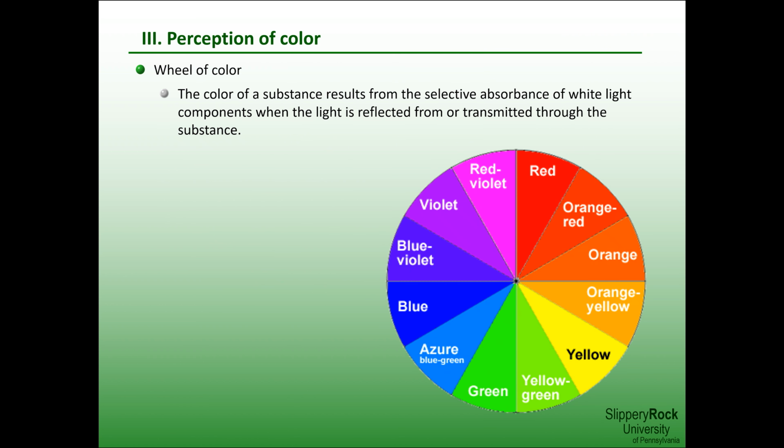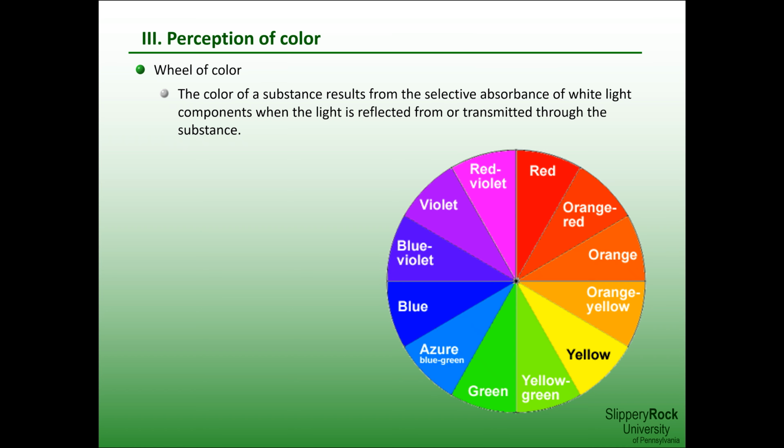Now, let's explore how we actually perceive color, that is, how our eyes and brain interpret the colors of substances based on the light they absorb and transmit or reflect. White light is a mixture of all visible wavelengths. When white light shines on a substance, that substance will selectively absorb certain wavelengths and transmit or reflect others. The color that we see is not the light that's absorbed, but rather the light that remains and reaches our eyes. To better understand this, we can use the color wheel shown here on the slide.